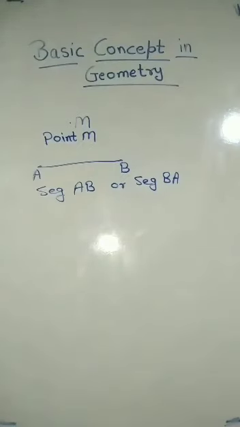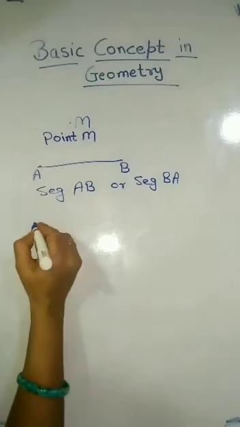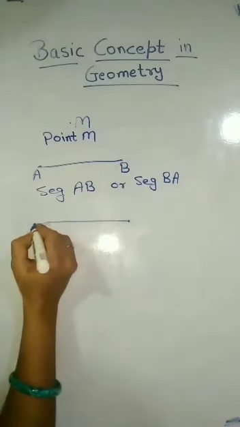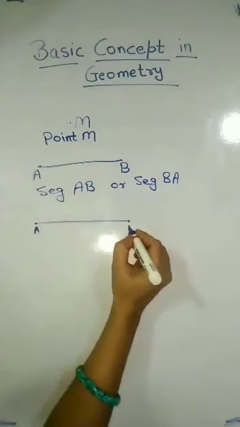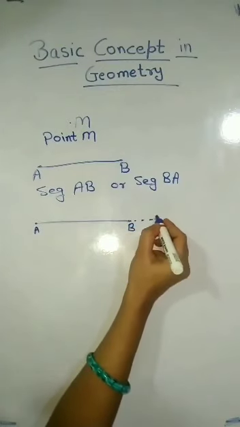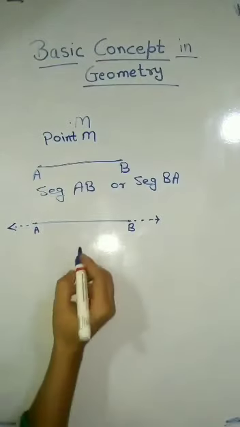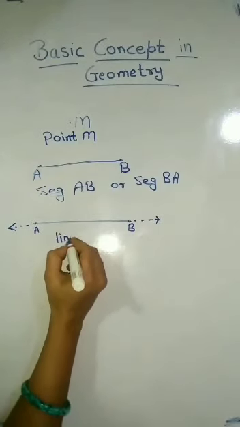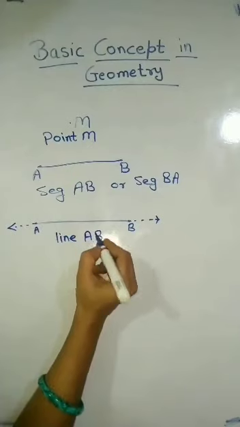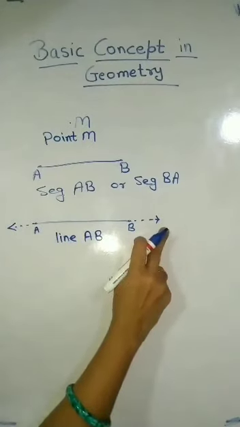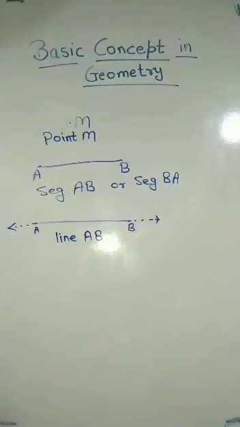Now we will move to the next one, that is the line. If I extend the segment from both sides, means this is a segment AB, if I extend it from both sides, see this is extending, then we get a line. We will write it as line AB. Means a line has 2 arrows on both the sides.